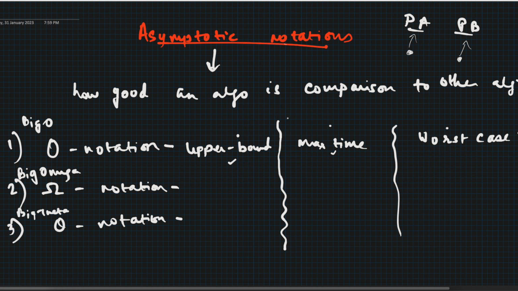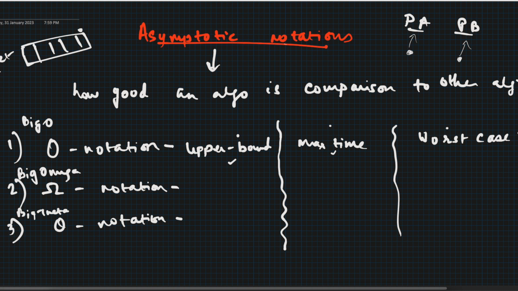For example, you are given an array, and you have to look for a target element in this array, like a linear search algorithm. What is the worst thing that can happen? You do not have the target in the array, or your target is at the last location.